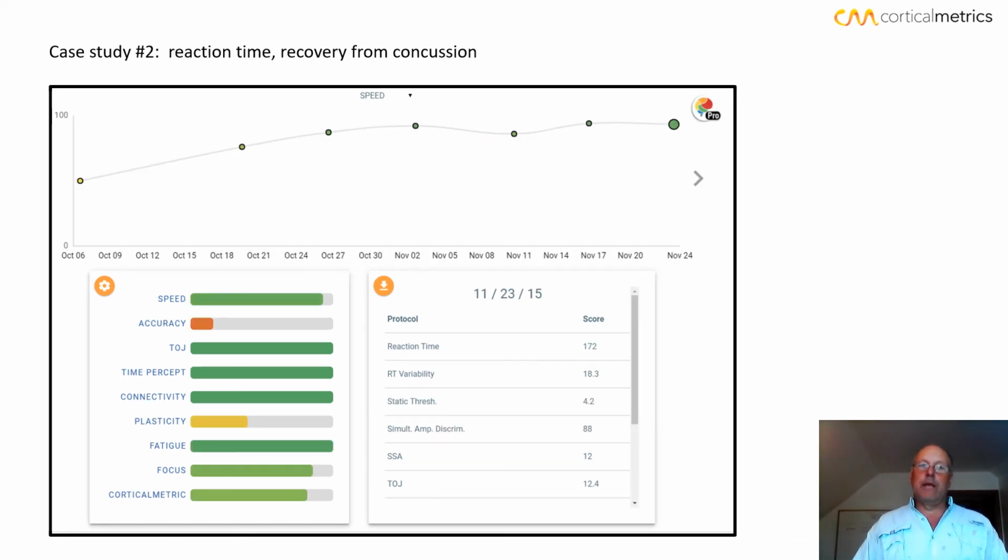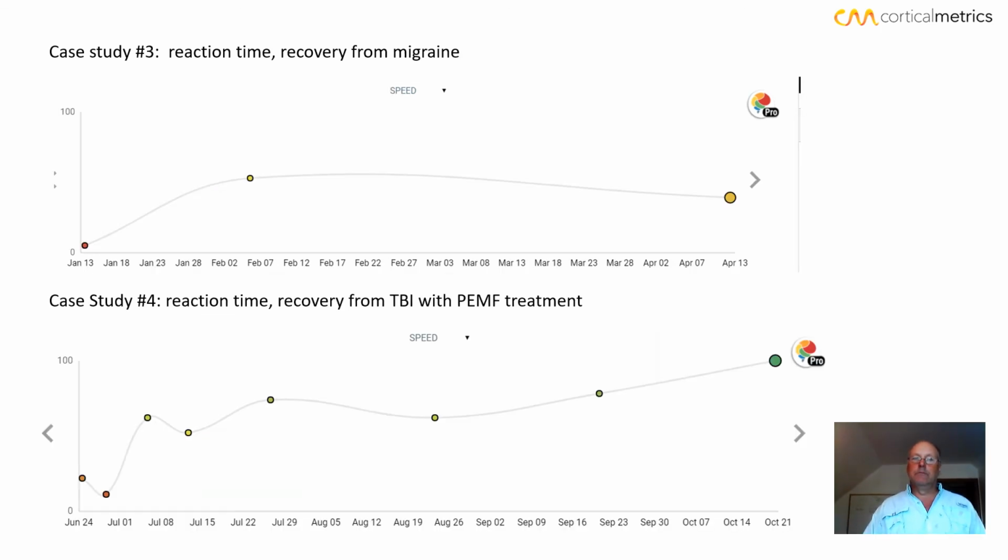Same thing for this case study. You see there's recovery from concussion. This took from early October to late November. This person slowly progressed and got better. And not everything that we do has to do with concussion. So this was recovery from a migraine. Reaction time actually got better as this person recovered.